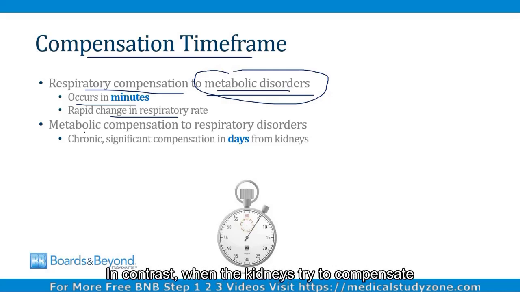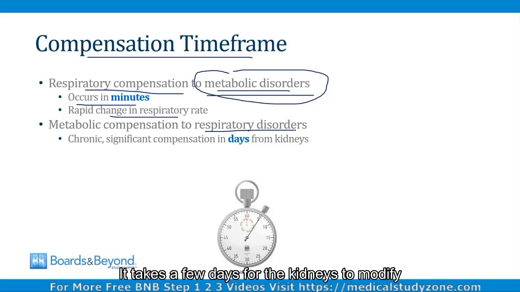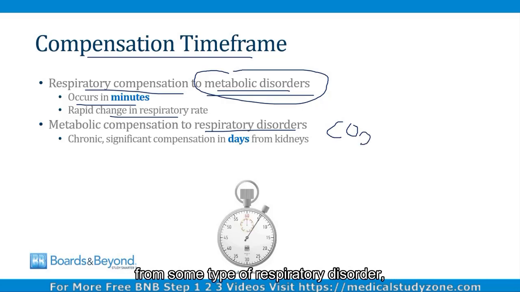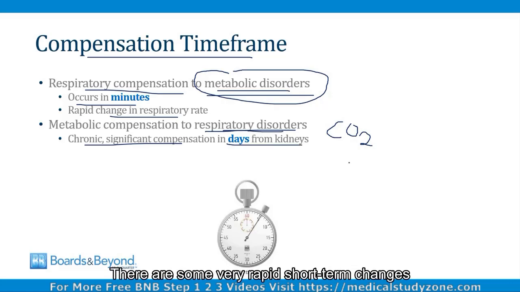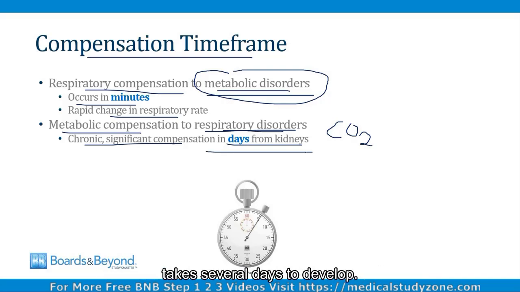In contrast, when the kidneys try to compensate for a respiratory disorder, this response is much slower. It takes a few days for the kidneys to modify the amount of bicarbonate they excrete or reabsorb. So if a patient develops an abnormal CO2 level from some type of respiratory disorder, you're not going to see a significant change in the bicarbonate for a couple of days. There are some very rapid short-term changes that are small that can occur from buffering, but these are minor changes. The big changes in the serum bicarbonate of metabolic compensation to a respiratory disorder take several days to develop.